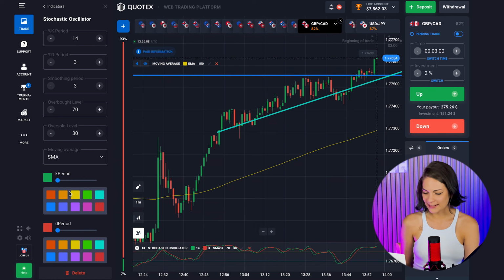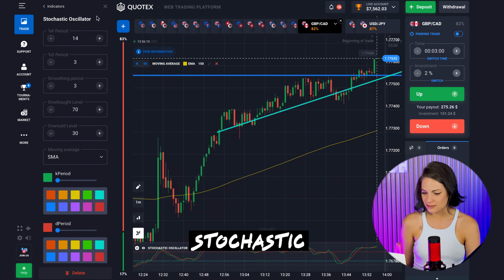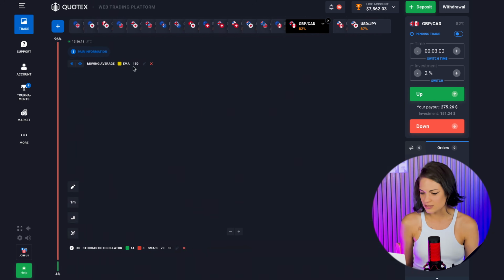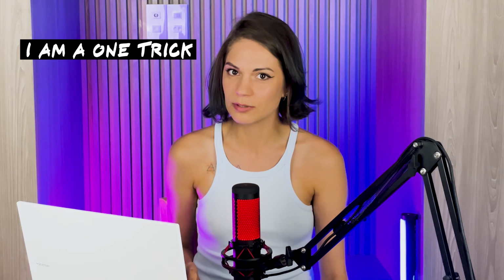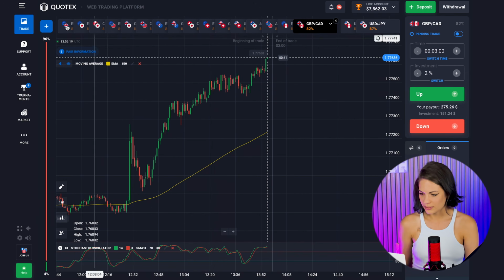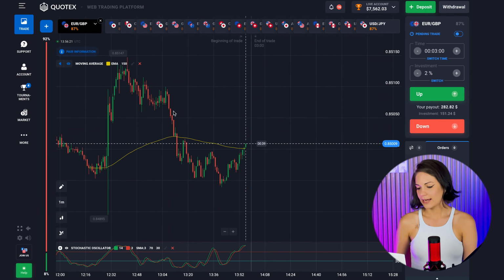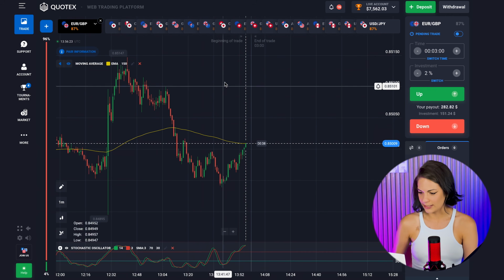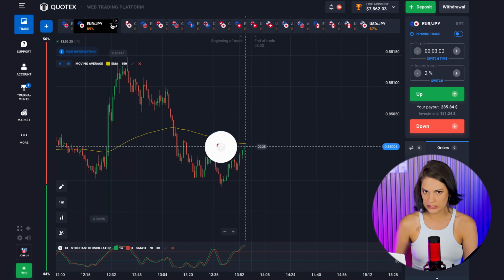And of course, I'm gonna add a stochastic again, just standard settings. I'm a one-trick circus bear, and right now we are not really interested in our levels. And let's get started with entry points for the indicators.